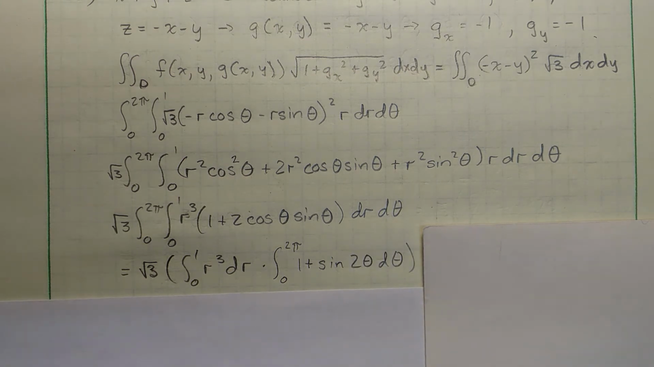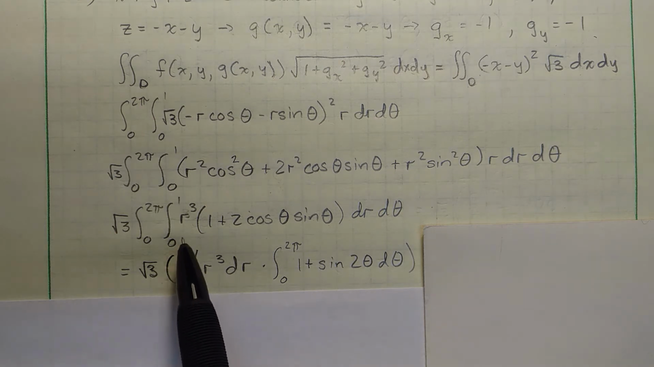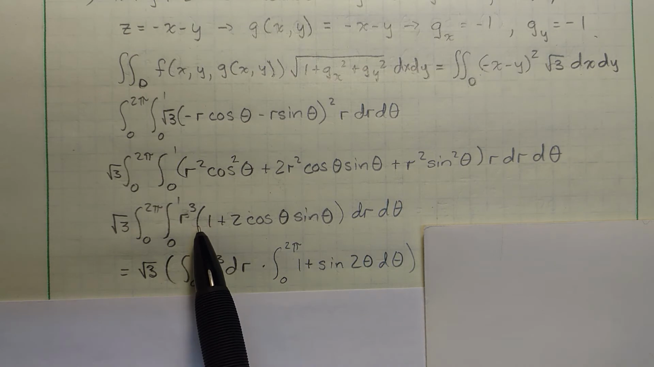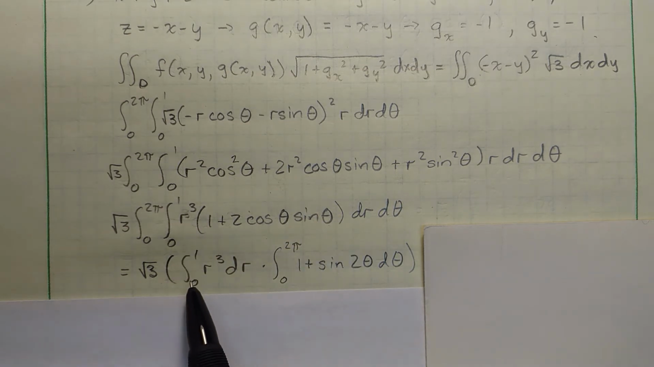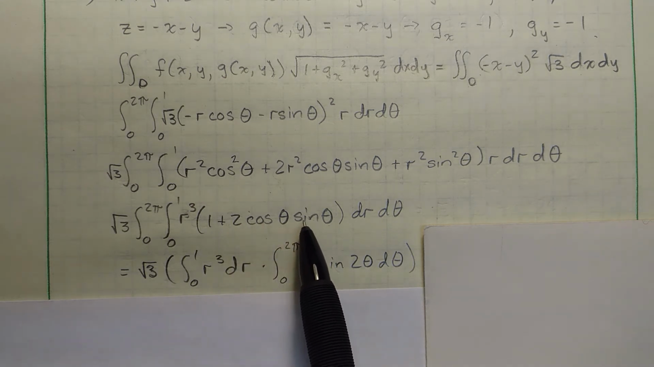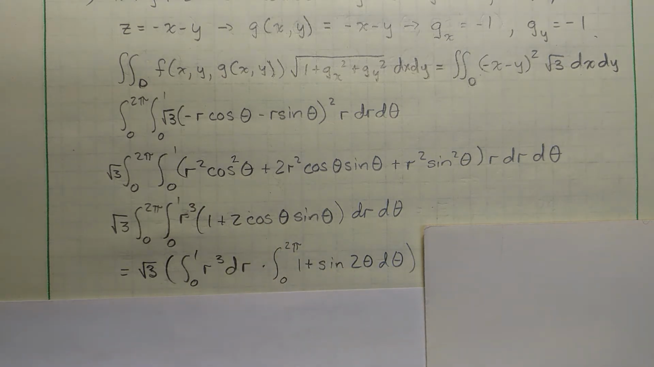and break it up here into 2 separate integrals. Since this is r and it's multiplied by this expression with no r's in it, I can break it up and have r cubed with its limits 0 to 1 times the integral 0 to 2 pi of the expression that has theta as its limits. And I've replaced that 2 cosine theta sine theta with sine of 2 theta. So now going ahead and integrating.